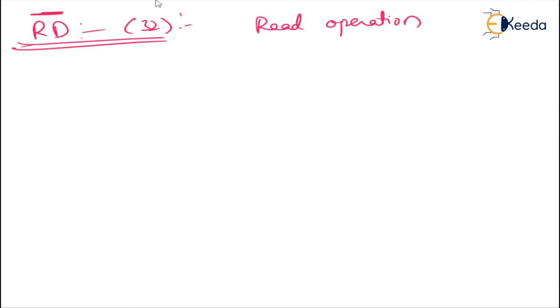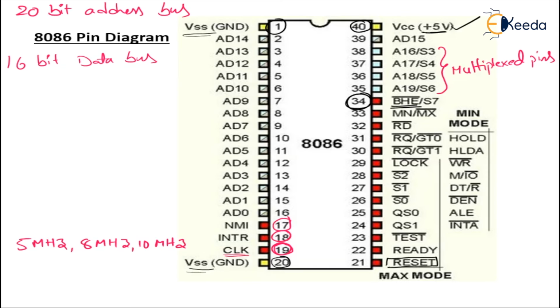What I told in the last class: when any signal has a bar above it, that means which signal? Active low. That is called an active low signal. Right? That is the RD bar, used to indicate the read signal. And next one, what is the next one?